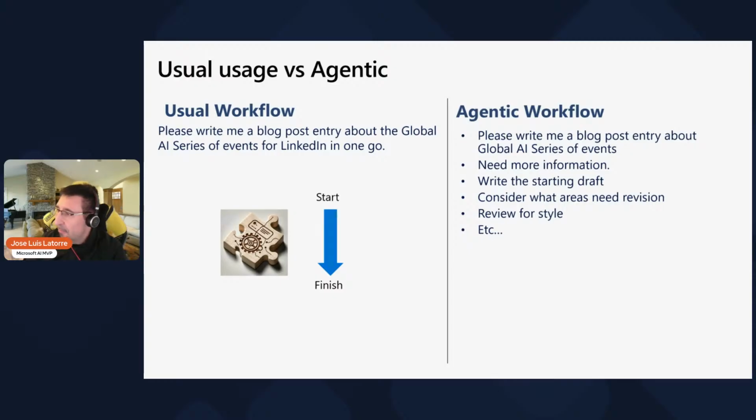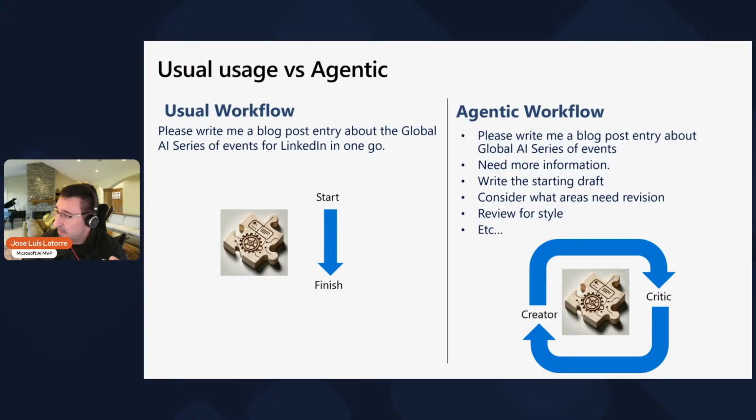Once you go to an agentic workflow, you can have two agents collaborating. You can give the same task, but you also put in a starting draft. You tell it to consider some areas that need revision. You adjust a bit the prompts of the agents.